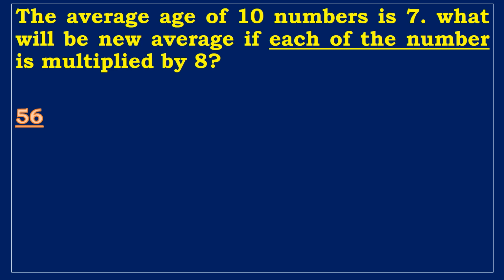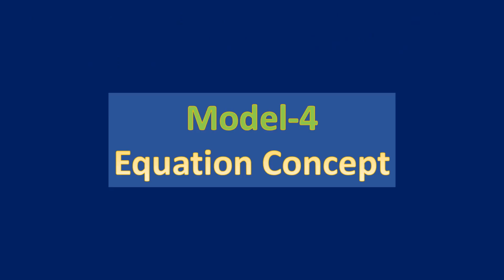Model 4, or the equation concept, is a way of solving average problems by setting up and solving equations. This method involves using the information given in the problem to set up equations and then using algebraic techniques to find the unknown values. Here is an example.